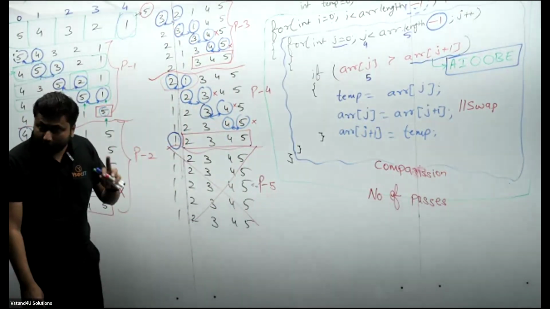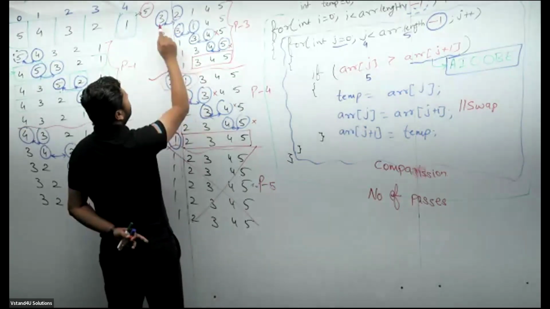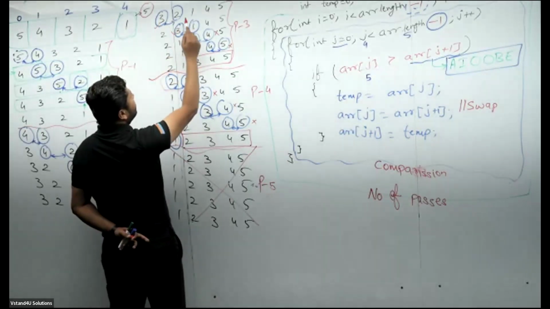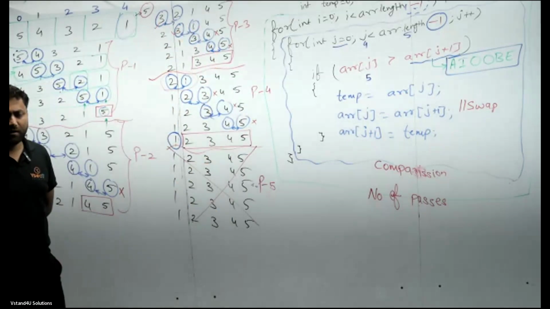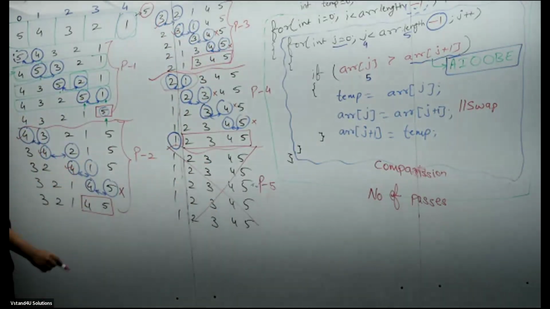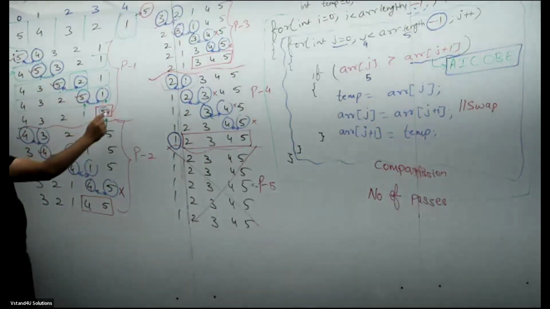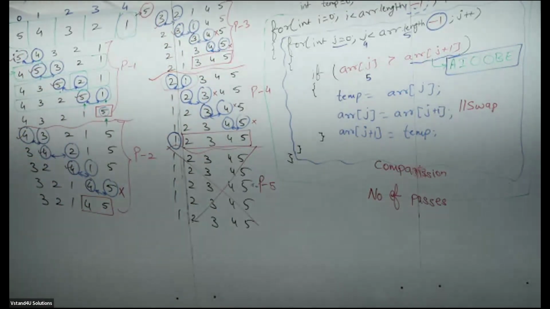Move one step ahead. Here, how many swappings are required? This one and this one. These are the only two required. Over here, how many swappings are required? 1, 2, 3. Over here, 1, 2, 3. Something is happening.